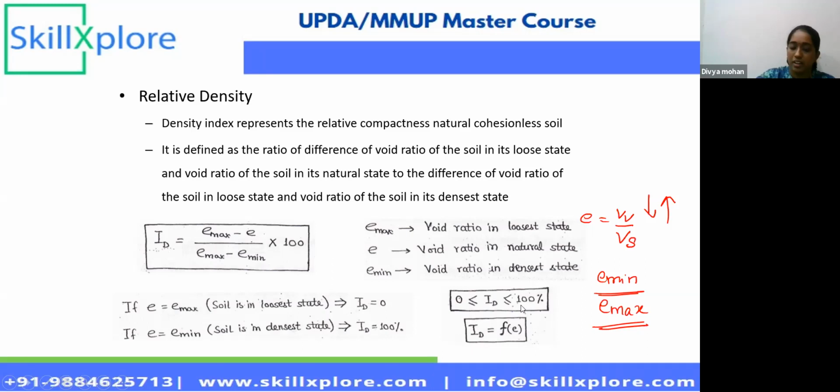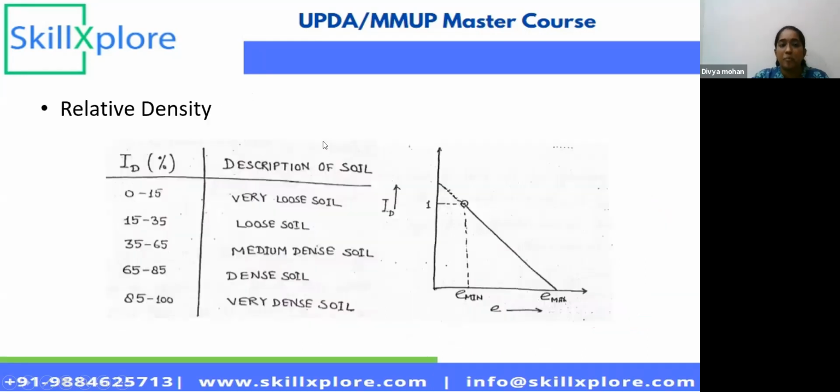So this will give an idea, and the next slide gives the values of how dense the soil is. If I_D is from 0 to 15, it is a very loose soil, and 15 to 35 is a loose soil. And 85 to 100 is very dense soil.